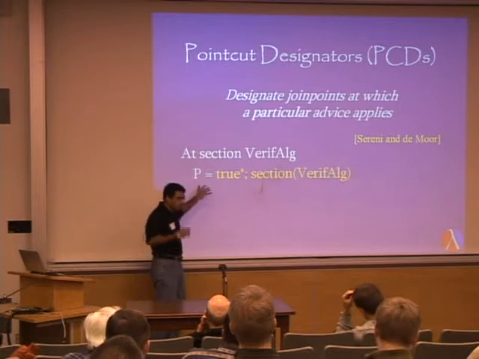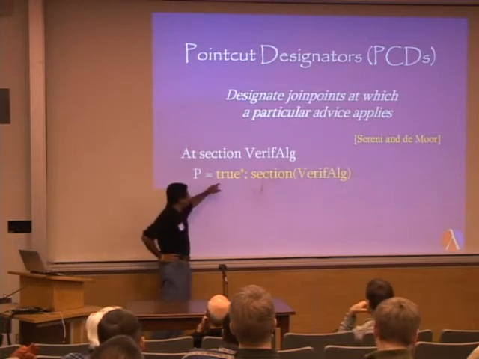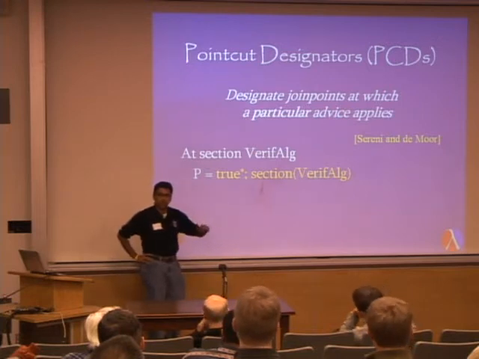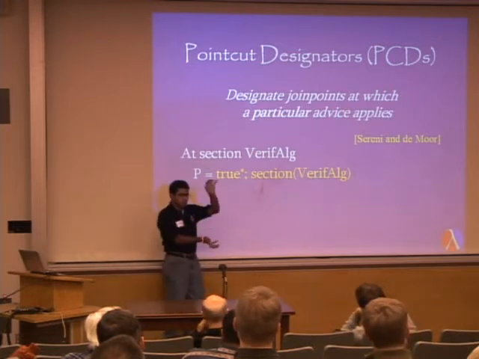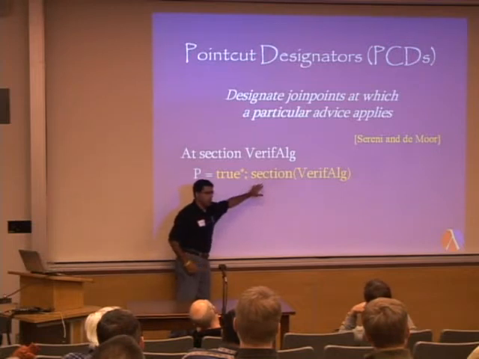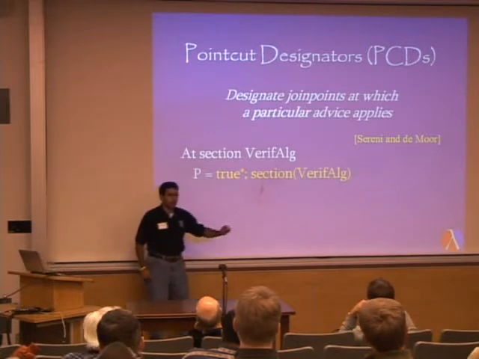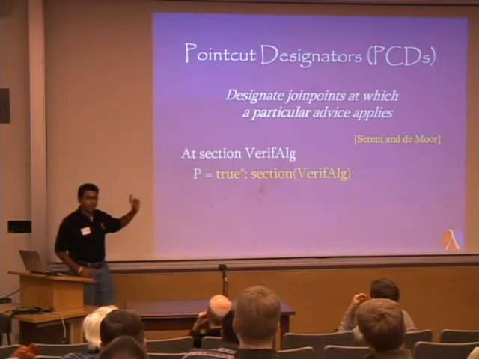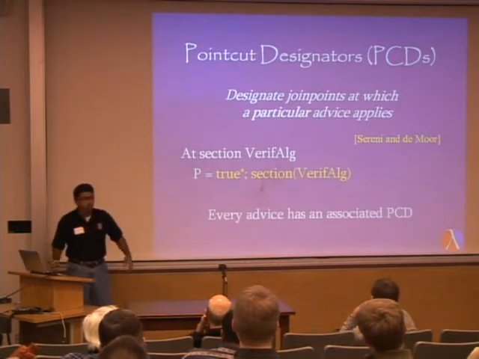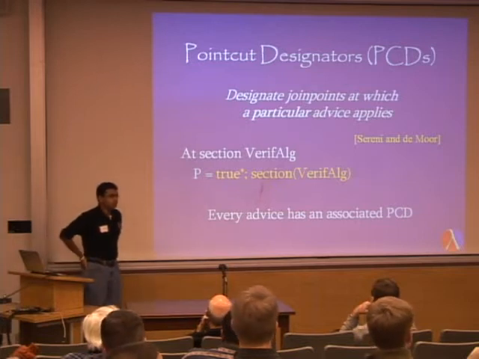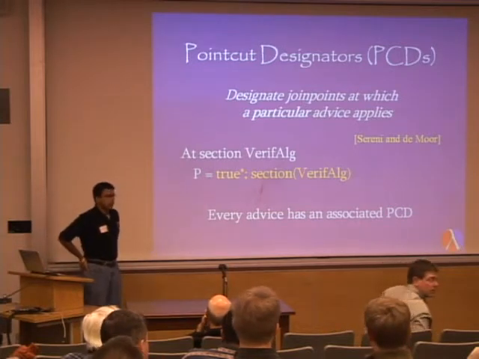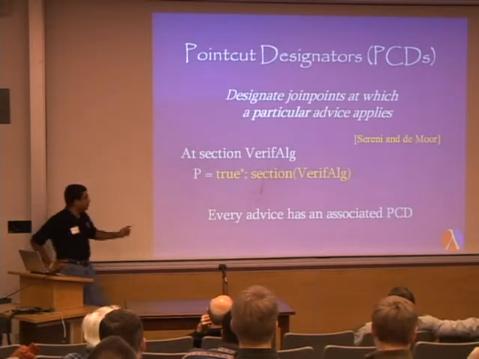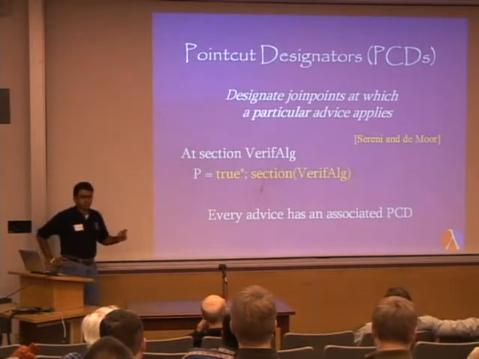P is a join point, a PCD. It says this is the shape of the stack at which we want to insert new behavior. So there's a bunch of frames which we don't care about, but if the top frame is the beginning of the section verifalg, that's when you want to change the behavior. Does that make sense? That's a regular expression on the shape of the stack. So section is a predicate on an implicit argument. That section verifalg is a predicate on the top stack frame. Good. And so every advice has to have an associated PCD with it.